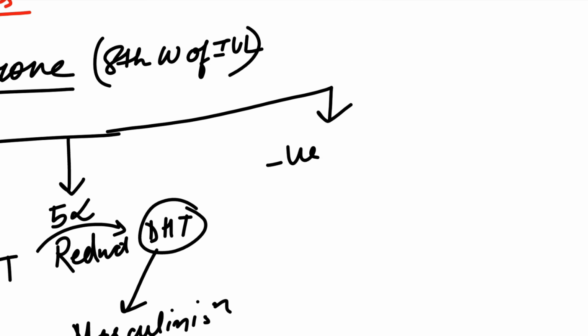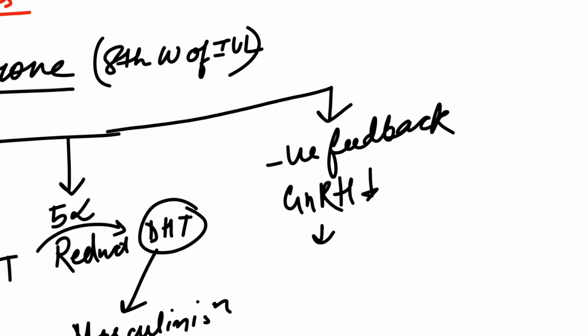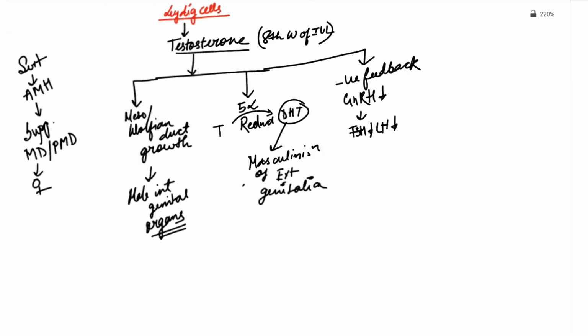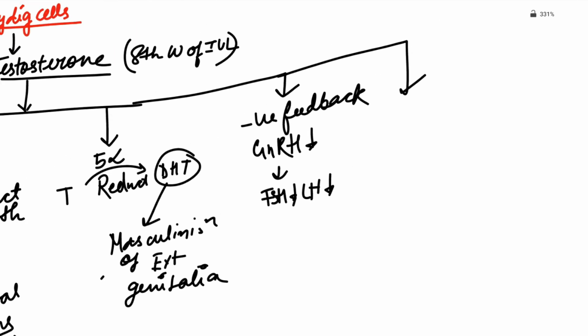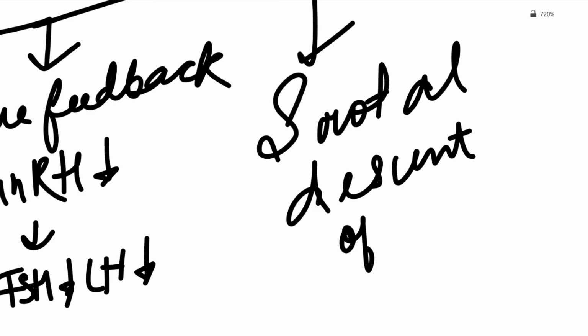Okay, the other functions are that it is going to have a negative feedback on the GnRH hormone, due to which the GnRH will decrease, and the FSH and LH are also going to decrease. And the other function which the testosterone has is that it causes the descent of the testis, the scrotal descent. Sertoli cells did something; it did the abdominal descent of the testis. Testosterone causes the scrotal descent of the testis.